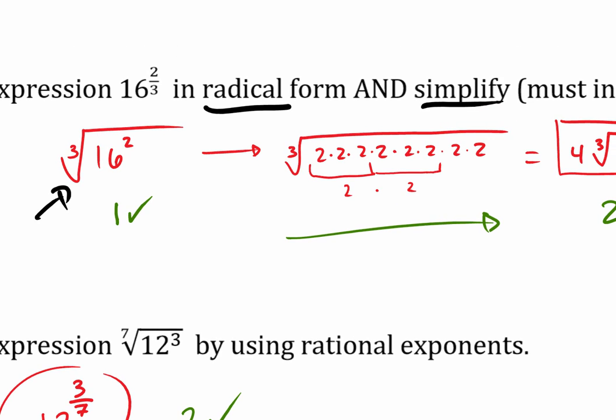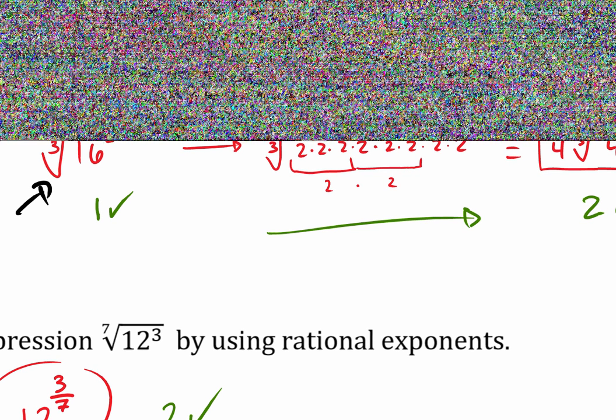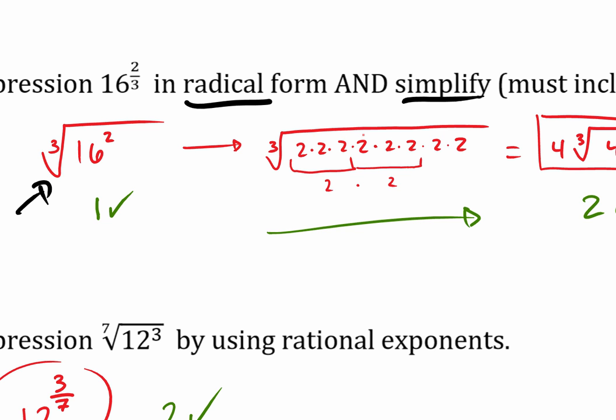Now, when I write 16 squared out, notice what I did. I wrote 16, which is 2, 2, 2, 2, right? 2 times 2 is 4, 8, 16. I've got 4 factors of 2, and then 4 more for 16. Then, because it's a cube root, I'm looking for groups of 3. So there's 2 groups of 3 that I can bring out.